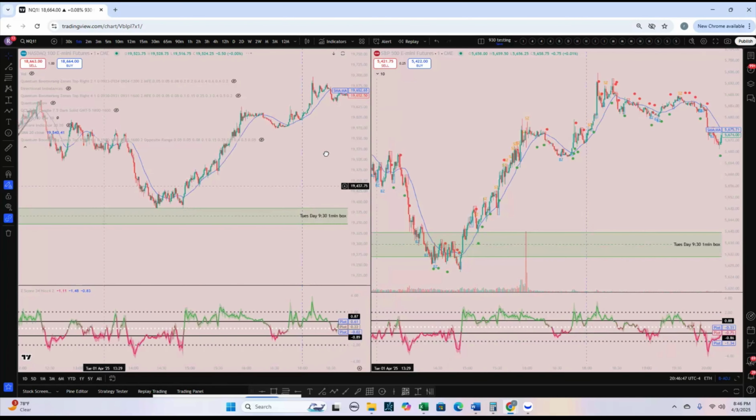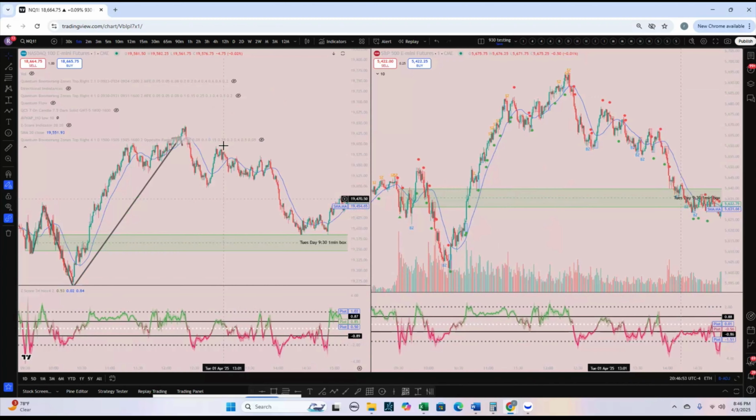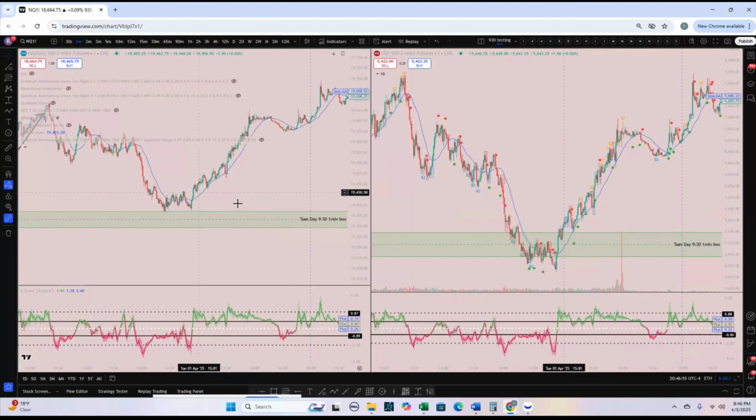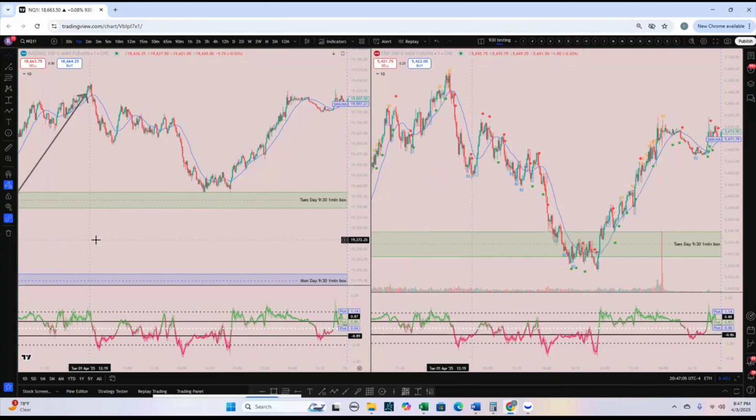Same with, what was it, Tuesday? Yeah, Tuesday, we came underneath, and then we came back up. Once we got above, you just look to long as we stay above both of them. And it doesn't matter what MA or EMA you use, it all works the same.